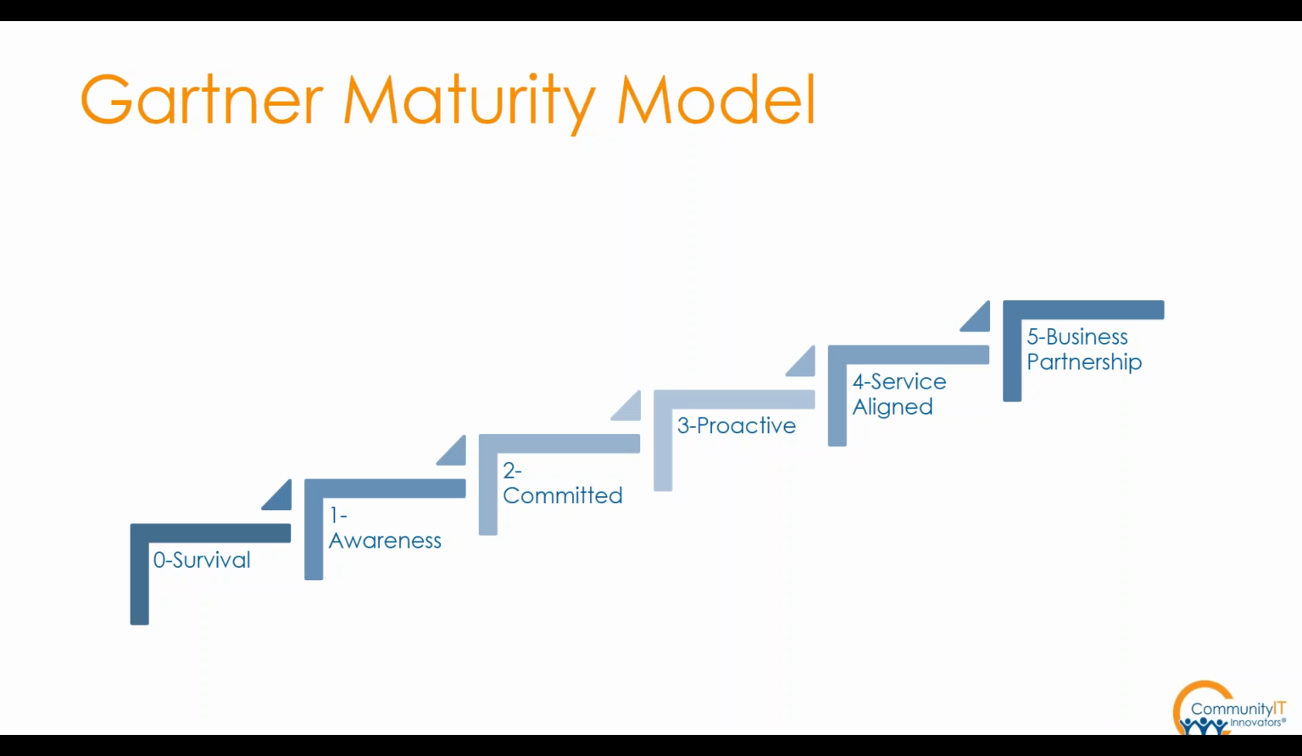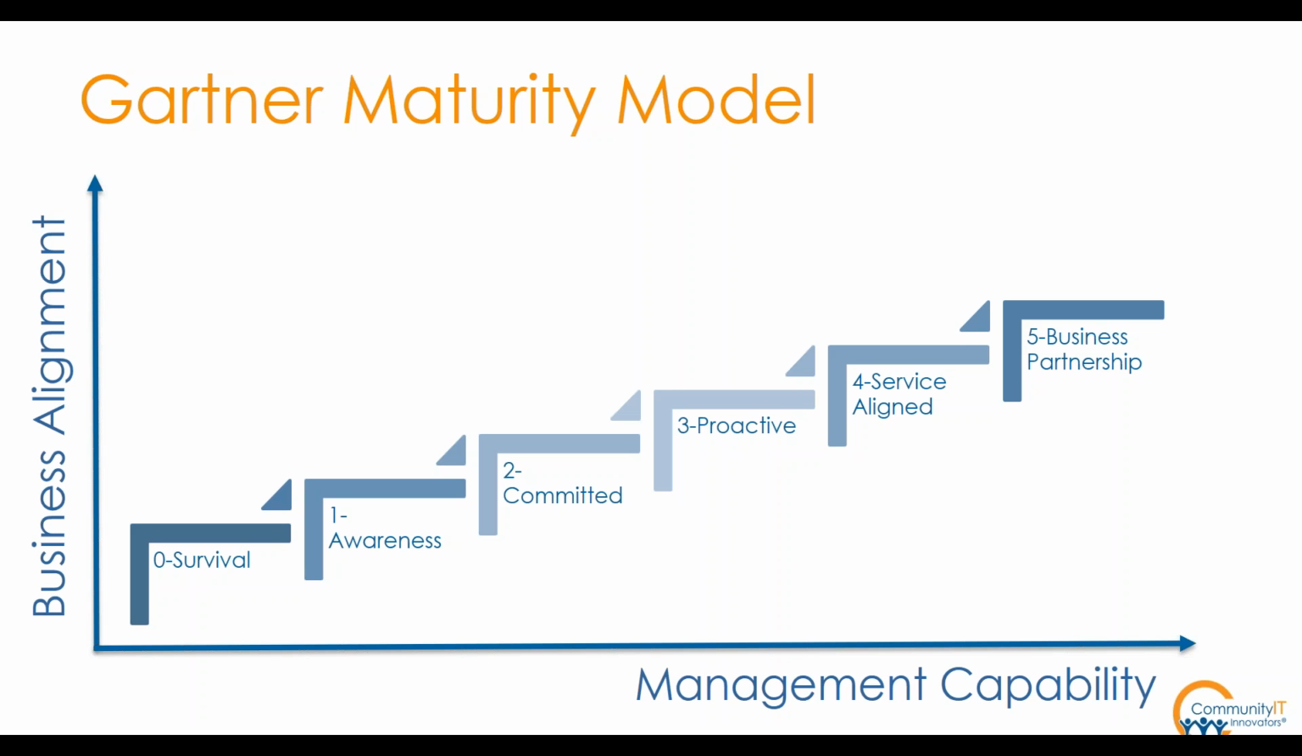This model in and of itself is helpful, but what's also helpful is looking at the two axes that form the progress you can make in advancing your maturity. On the one axis, business alignment. This maturity improvement means increasing alignment between IT and the rest of the business. That very much fits with the services-oriented approach. And on the other axis, you're increasing the management capability.